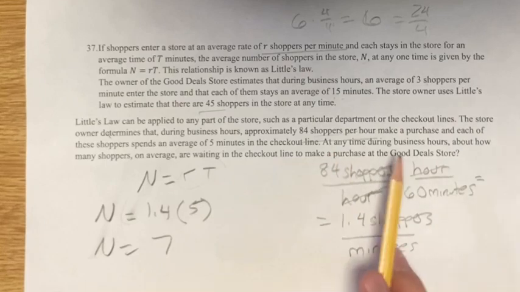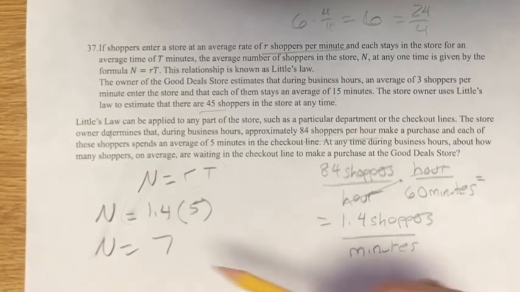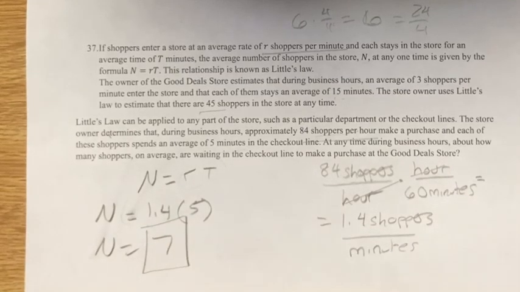So at any time, on average, there are 7 shoppers waiting in the checkout line to make a purchase at this specific store. 7 is going to be your final answer.